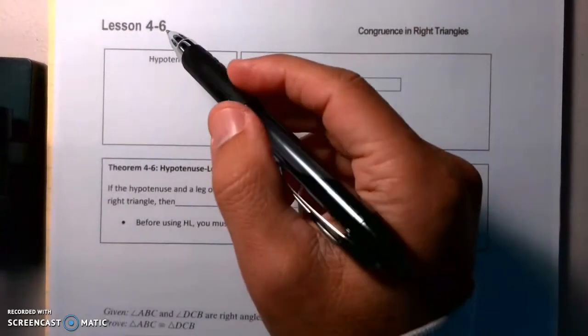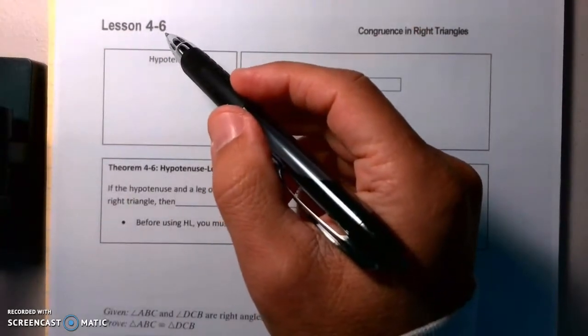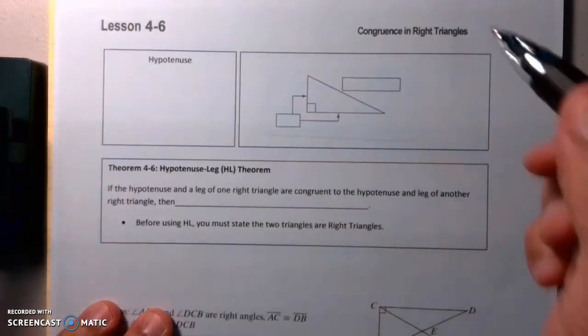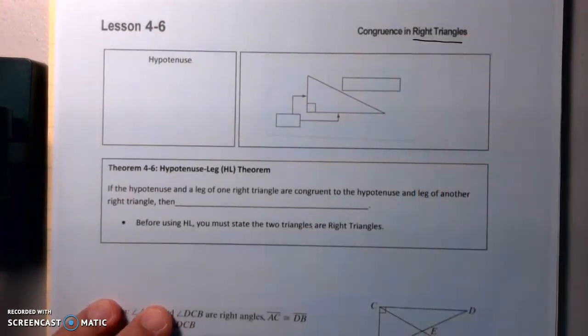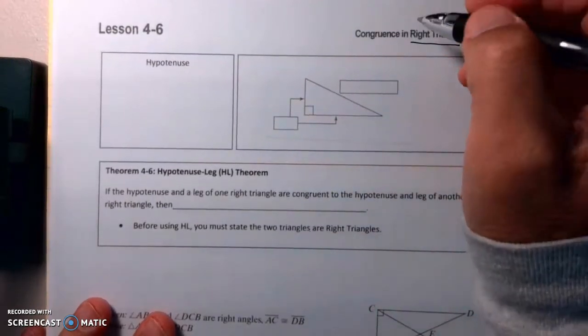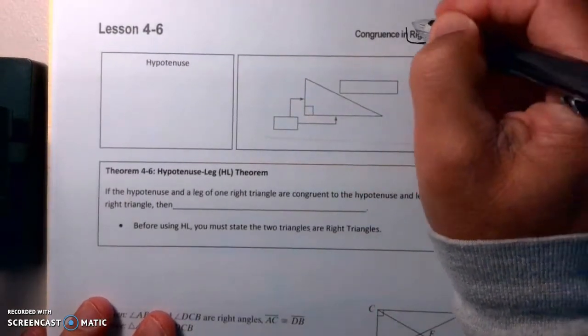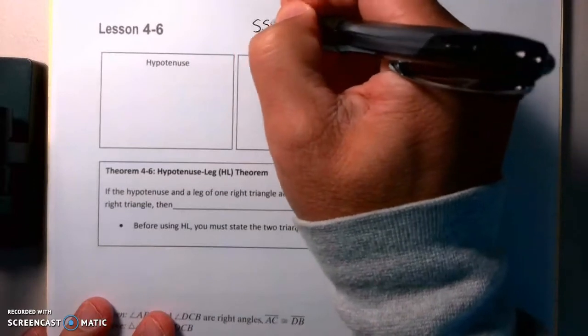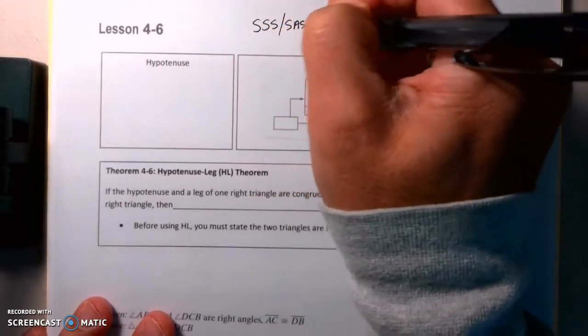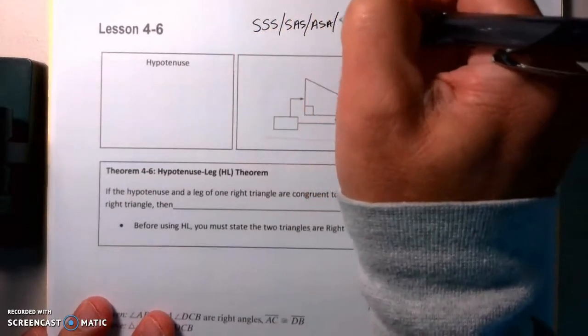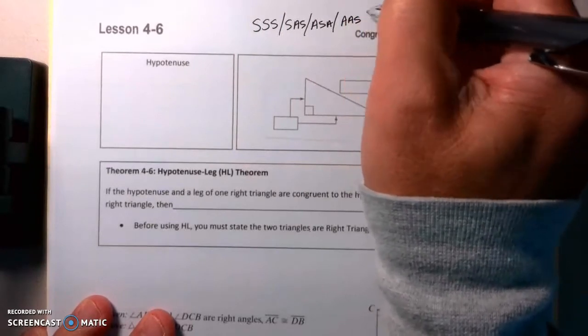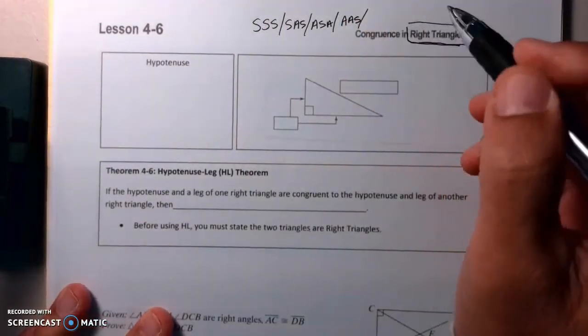All right, let's take a look at some notes here for section 4-6, congruency of right triangles. So what we're going to see today are two right triangles, and we're going to add one more way to prove triangles congruent, but in particular right triangles. So we've already seen side, side, side, side, angle, side, and angle, angle, side. We're going to add one more, but again, it has to be a right triangle.